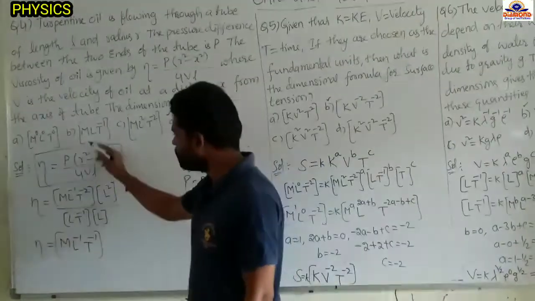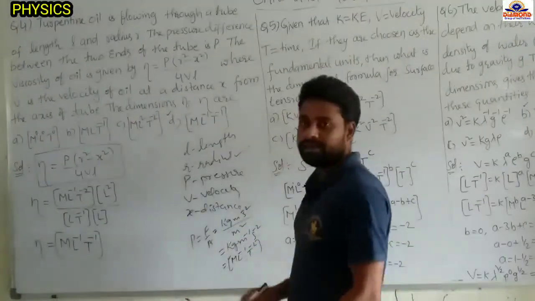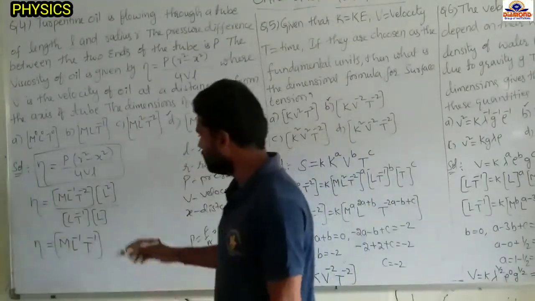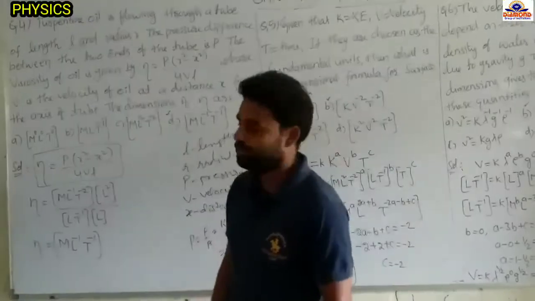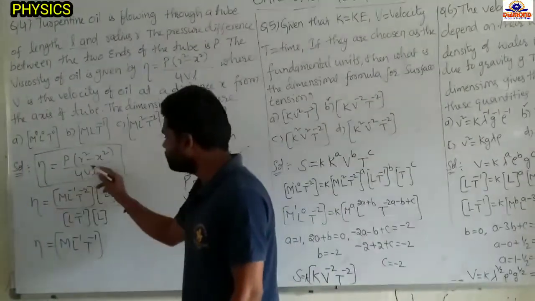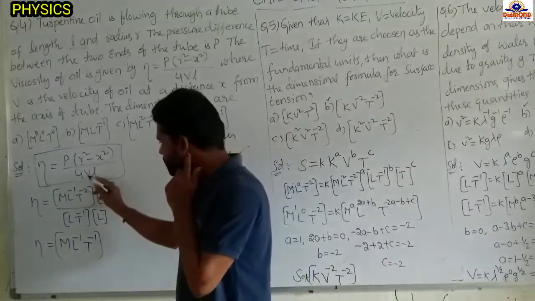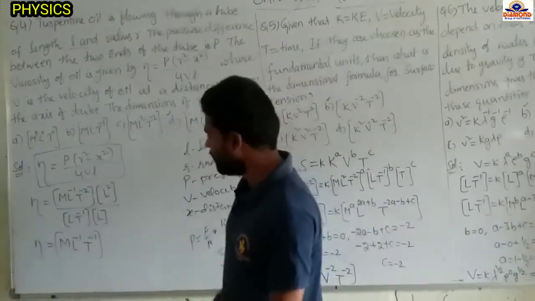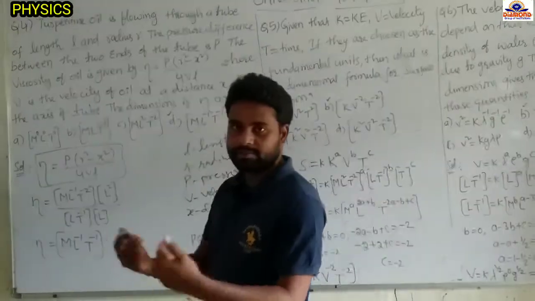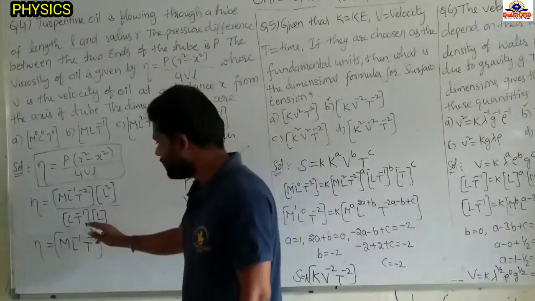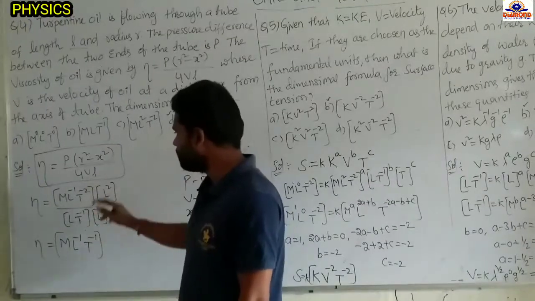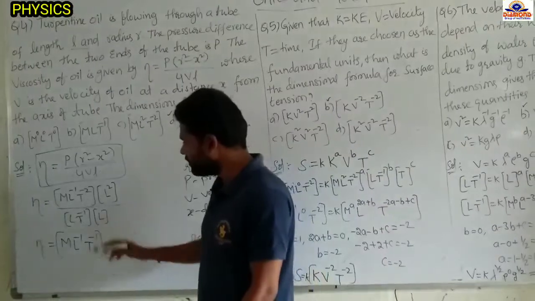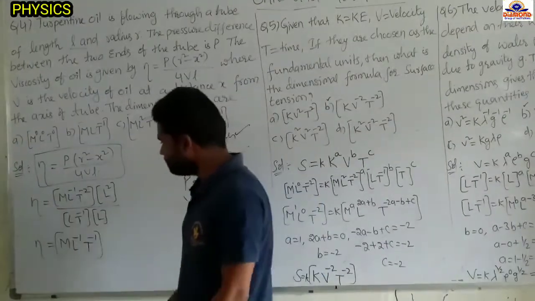R square is there, so the radius's unit is meters. So meter square, meter is the unit of length. So length square, length power 2 is the dimensional formula. Okay, now in the denominator, 4 is the constant, no need to write. V is the velocity, velocity equals distance upon time or displacement per time. Displacement per time means length per time. So length per time means T power minus 1. Velocity's dimensional formula: L is indicating the length, length we measure in meters, length's dimensional formula is L. So now do the simplification.